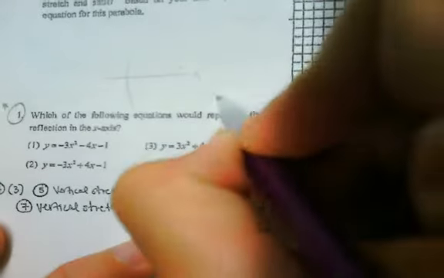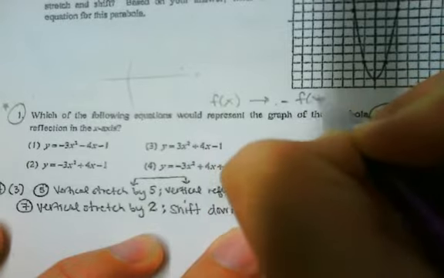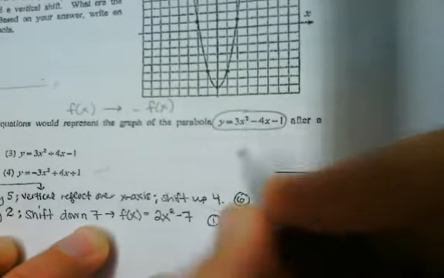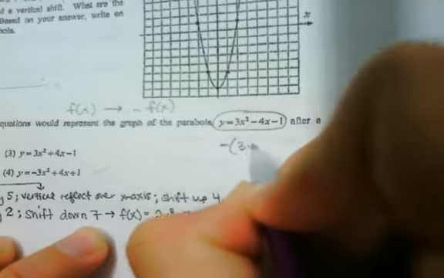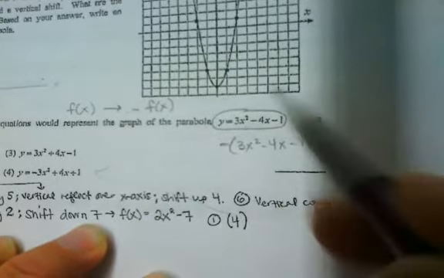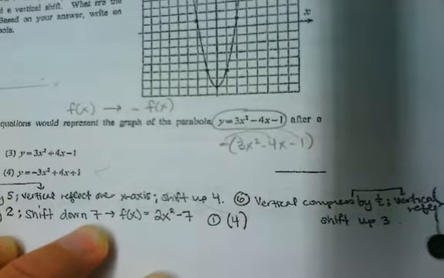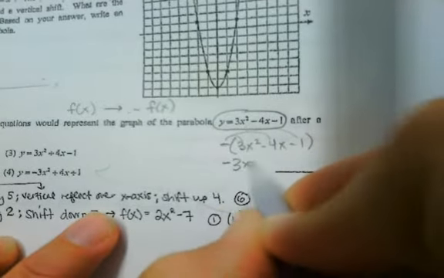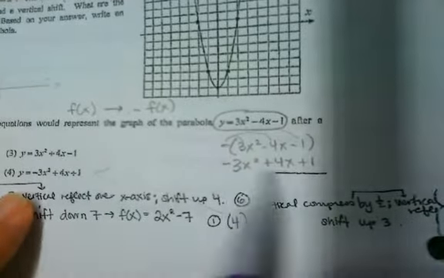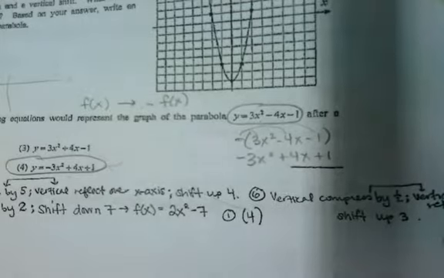So we essentially just need to put a negative out in front of this polynomial. So it's going to be negative 3x squared minus 4x minus 1. And that negative sign is going to switch all the signs because you have to distribute it through when it's out in front. So negative 3x squared plus 4x plus 1. Negative 3x squared plus 4x plus 1 is option 4.